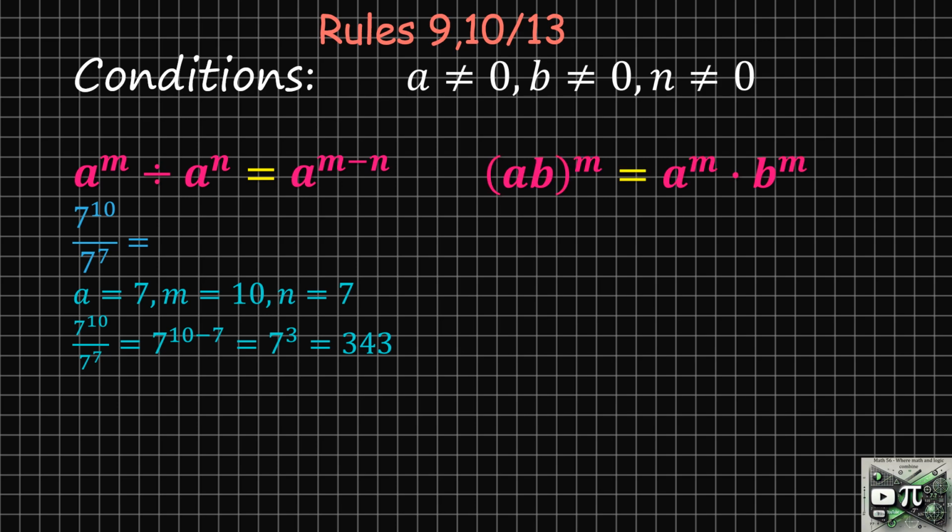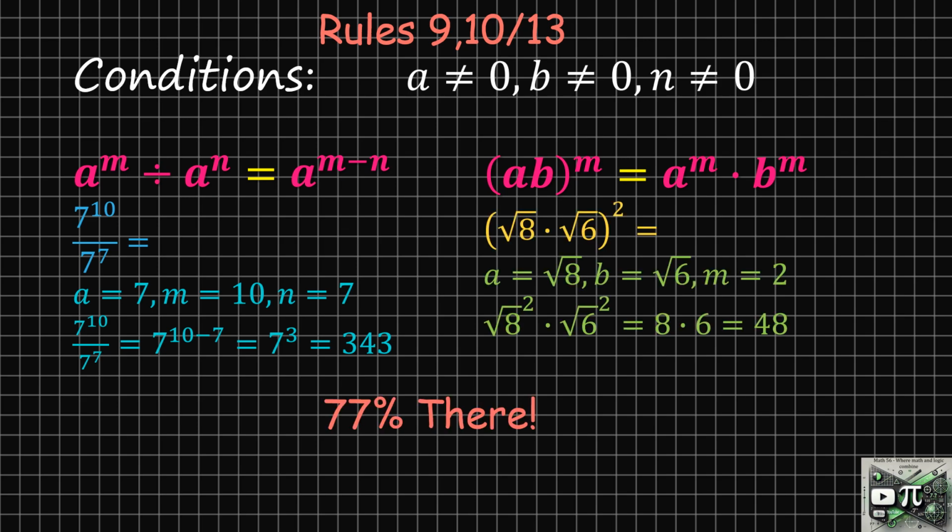So ab to the m is equal to a to the m times b to the m. Now, for example, if I take the square root of 8 times the square root of 6, the whole squared, then I can get the square root of 8 squared times the square root of 6 squared, which is 8 times 6, which is 48.